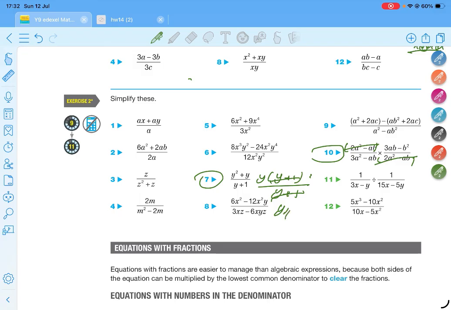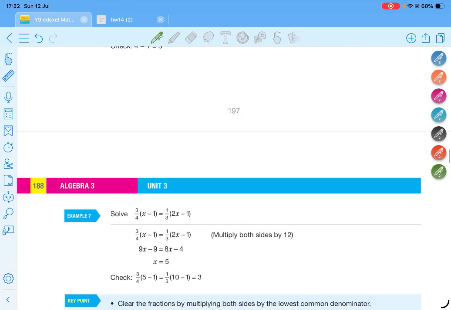Right? Here, 3x to the power 2 can be taken out. Why? This is common. x. Right? Here 2 plus 3x to the power 2. The answer is 2 plus 3x to the power 2. Try that. Right?